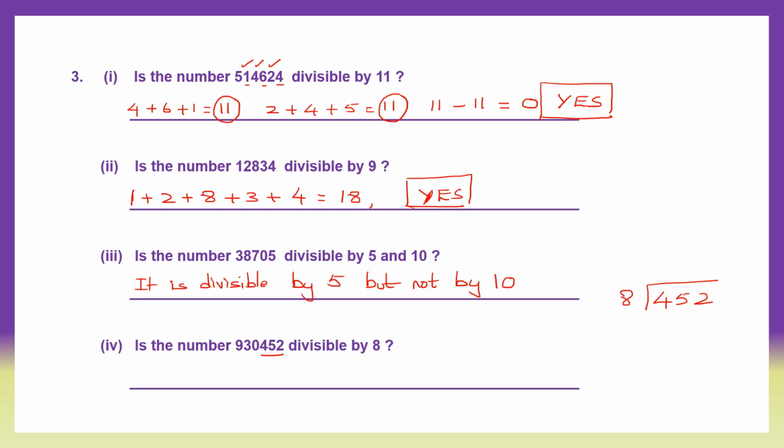Okay, so 8 5s are 40. And then we have 52. 8 6s are 48, 8 7s are 56. So 8 6s are 48. And here, as you can see, our remainder is 4. That means this number is not divisible by 8. If the remainder was 0, then we can say it is divisible by 8. So this answer is no. This number is not divisible by 8. And what do we mean when we say divisible? The remainder has to be a 0.